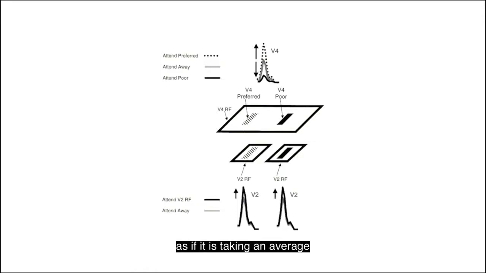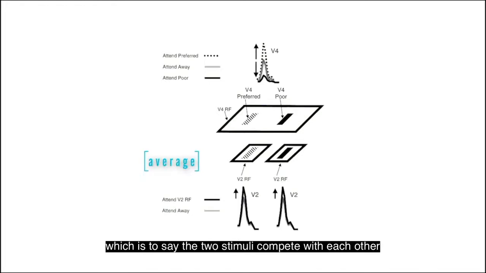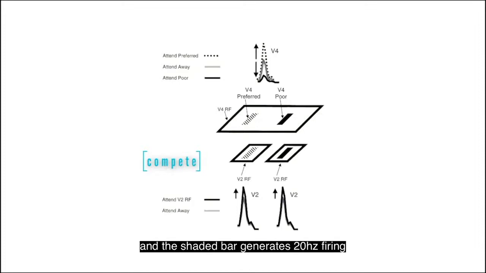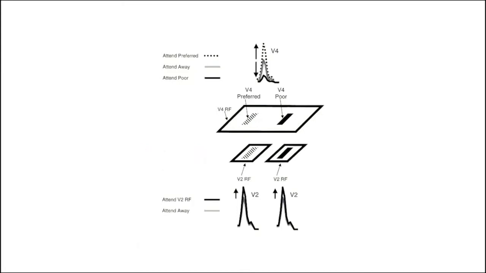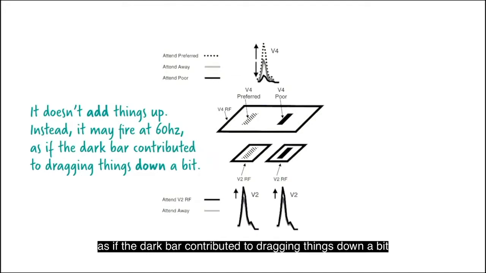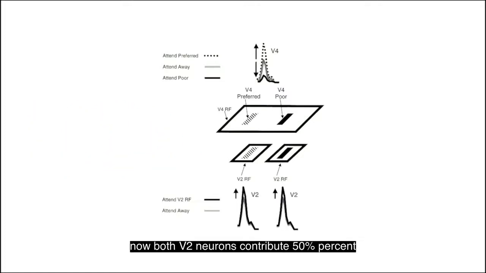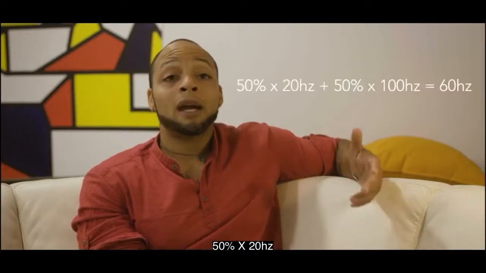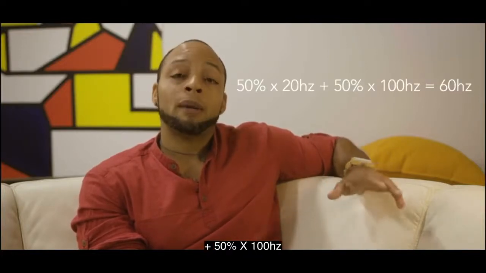When you put a preferred stimulus and non-preferred stimulus inside the receptive field of a neuron, it would fire at an intermediate level as if it is taking an average, which is to say the two stimuli compete with each other. Say the dark bar generates 20 Hz firing, and the graded bar generates 100 Hz firing. When both are presented, the neuron doesn't fire at 120 Hz. It doesn't add up. Instead, it may fire at 60 Hz, as if the dark bar contributed to dragging things down a bit. Mathematically, you can think of this as giving weights to the inputs. Now, both V2 neurons contribute 50%, so the firing rate may be 50% times 20 Hz plus 50% times 100 Hz equals 60 Hz.